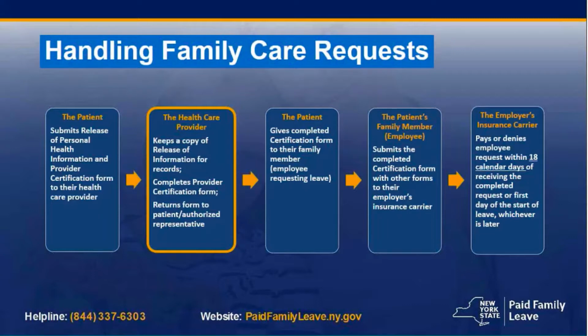Step 2. You would keep Form PFL-3 on file for your records and complete your portion of Form PFL-4. You would then return Form PFL-4 to your patient or their authorized representative. Step 3. The patient then gives the completed Form PFL-4 to their family member who is the employee requesting leave. Step 4. Your patient's family member submits the completed Form PFL-4 to their employer's paid family leave insurance carrier.